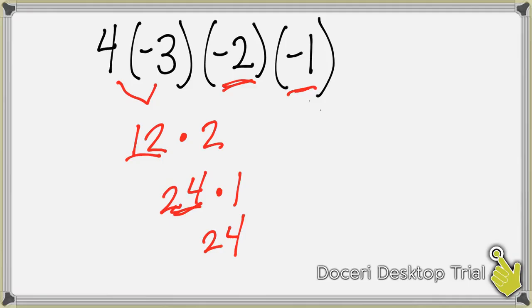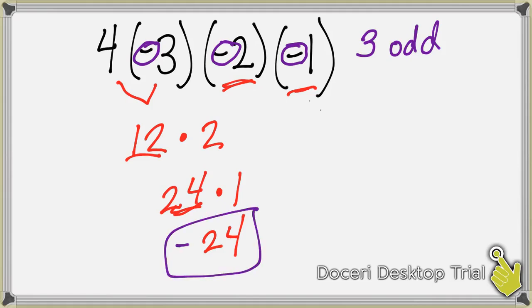Now that I did that, now I have to go back though and count my negative signs. So the 4 is not negative, but the 3 is, so is the 2, and so is the 1. So how many negative signs are there? 3 this time. And the number 3 is odd. So when there's an odd amount of negatives, your answer is negative. So your final answer would be negative 24.